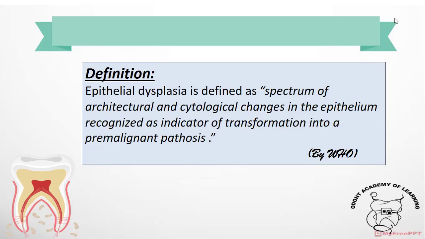It means that any changes which are visible in the epithelium, as well as within the structure of the epithelium and within the cell itself, if those changes are depicting the transformation of a normal tissue into a pathological tissue, then that could be called dysplastic changes within the epithelial specimen.